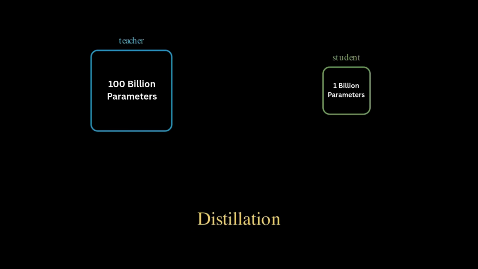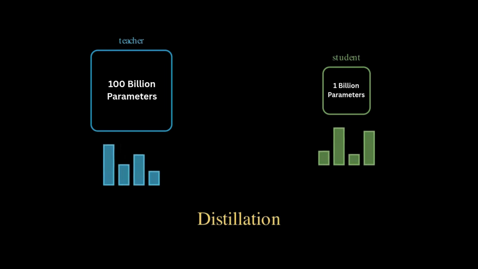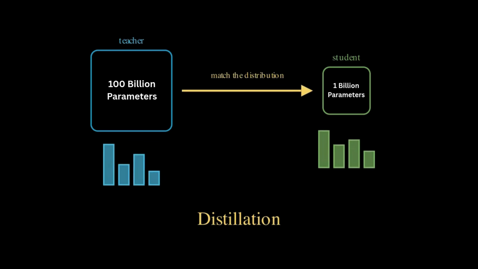The second trick is distillation. We take the giant polished model as a teacher and train a much smaller student to copy its outputs. The student watches the teacher's full probability distribution, not just the final answer, and reshapes its own predictions to match. It can't hold as much, but it captures most of the skill in a fraction of the size.